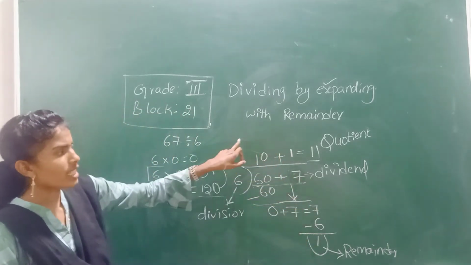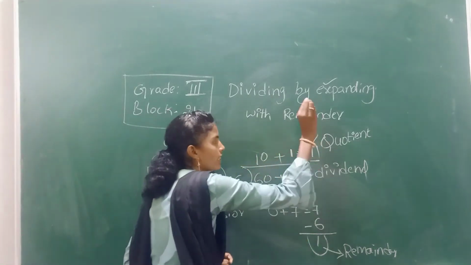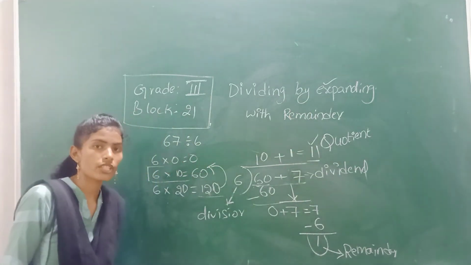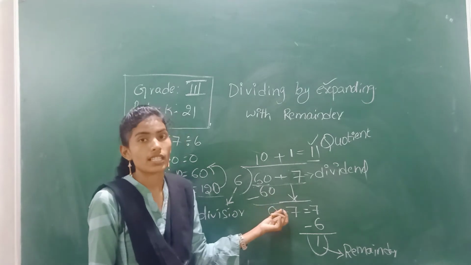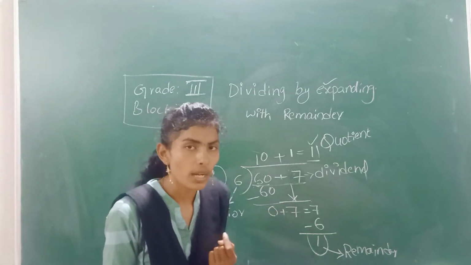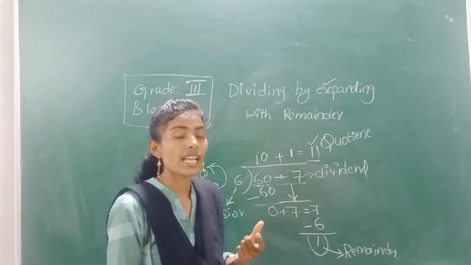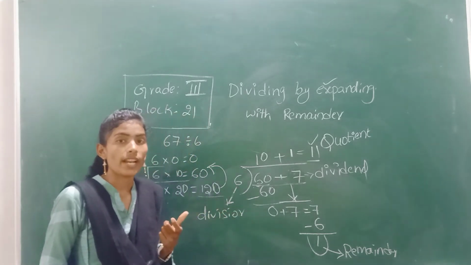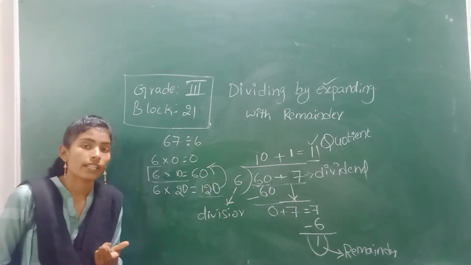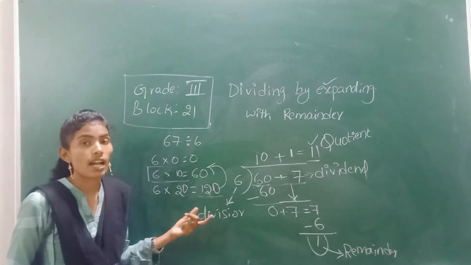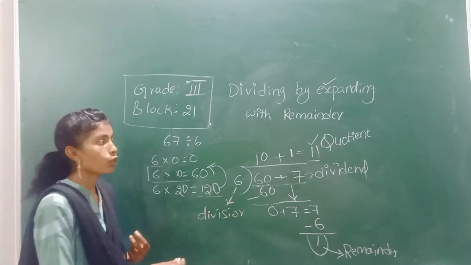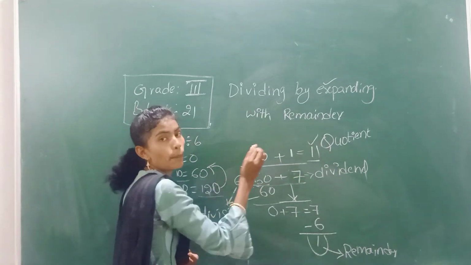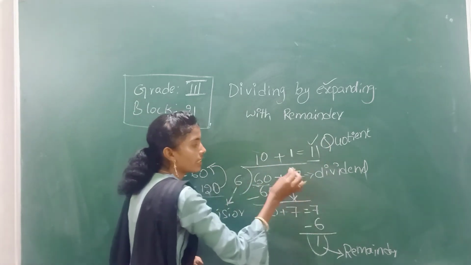Now can you check this answer, children? Is that answer 11 correct or not? Yes, we can also check our answer in divisions. How can we check? Do you remember that formula, children? In previous classes, when I taught you the long division method, I mentioned how to check the answers in divisions. So what is that? Quotient into divisor plus remainder. Then you should get the dividend.